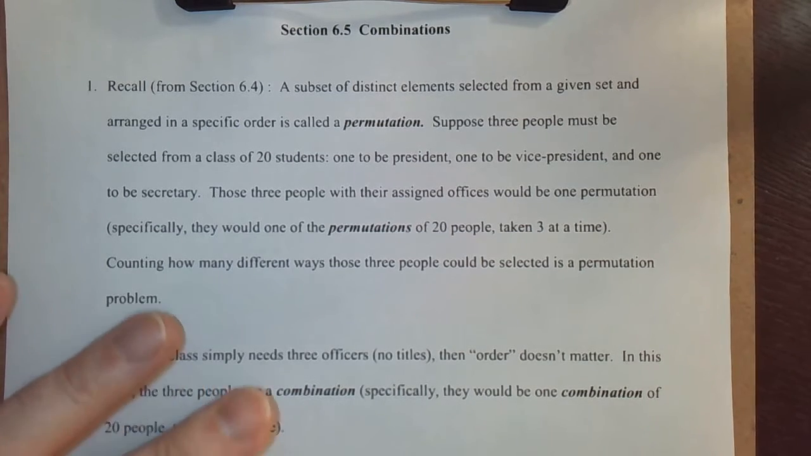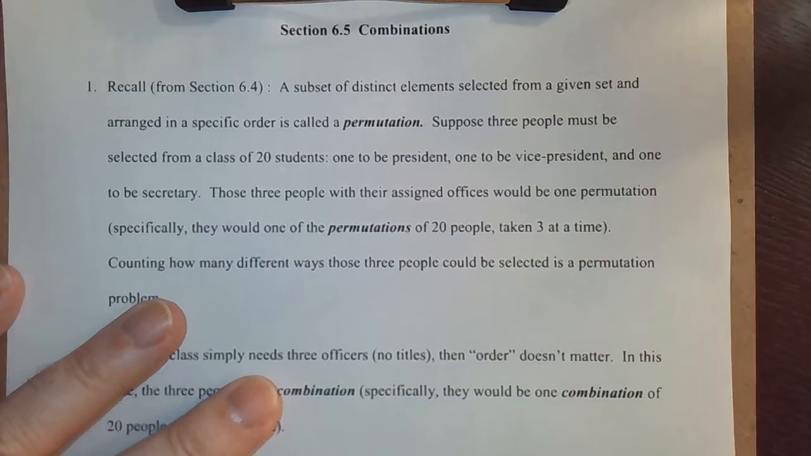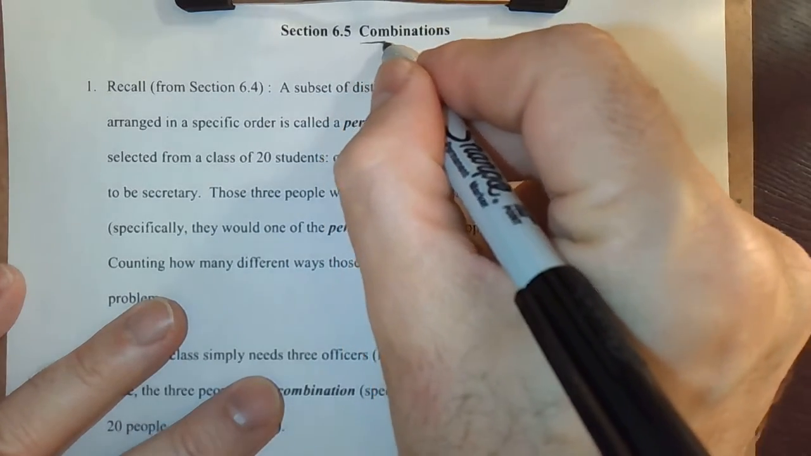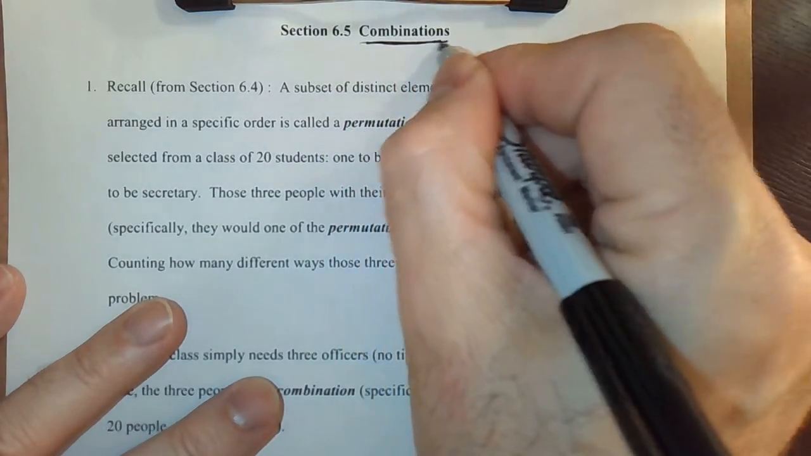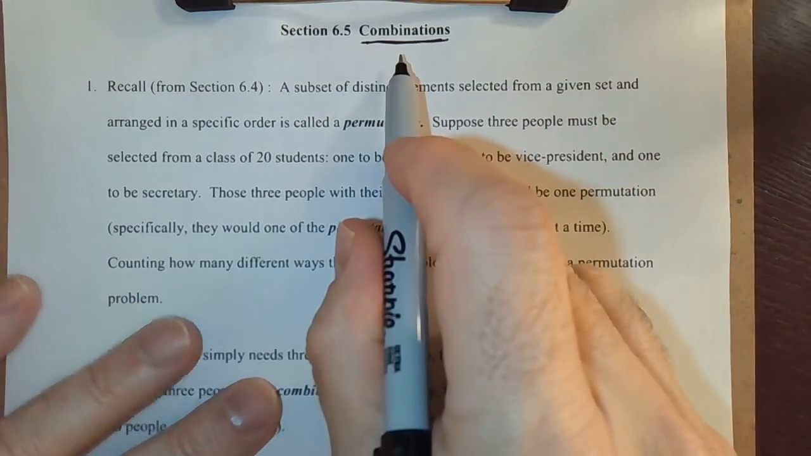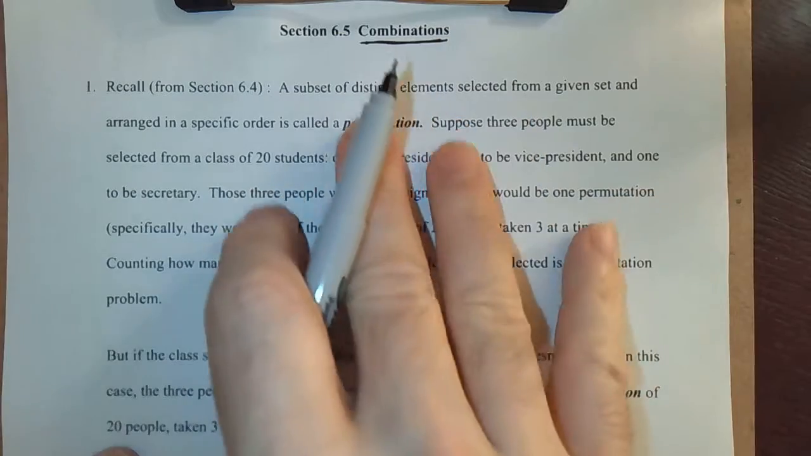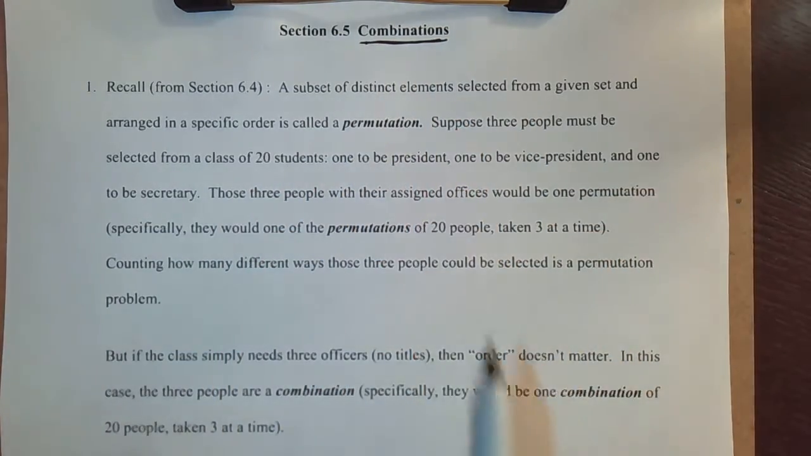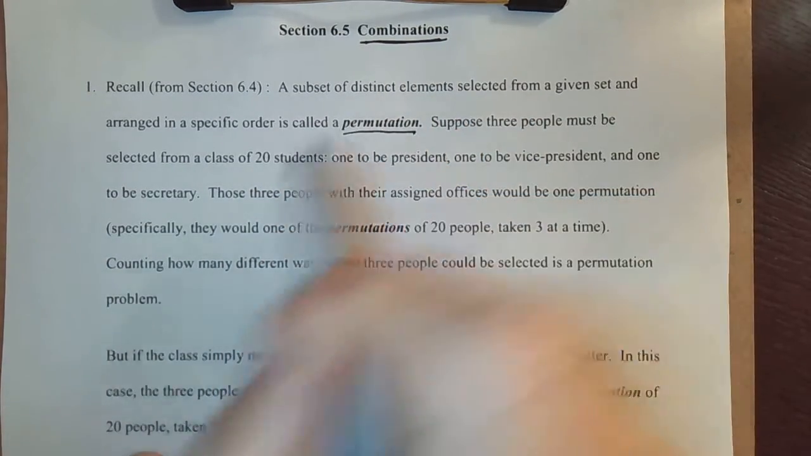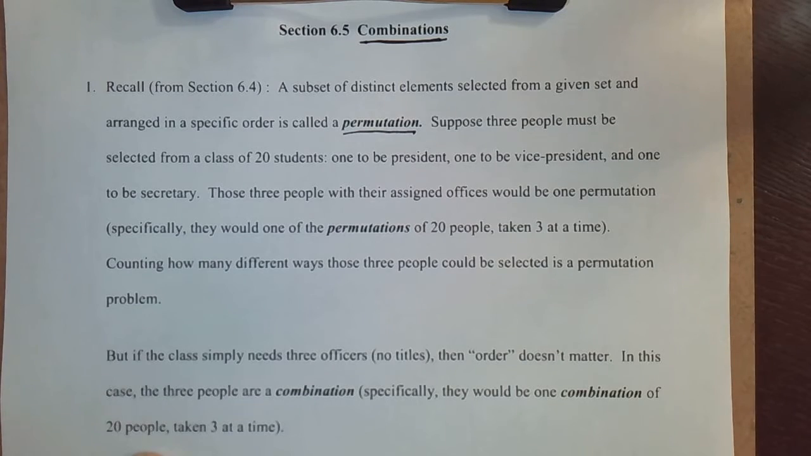Well, our final section in the counting chapter is on something called combinations. Very much related to permutations. The formula for it will look very similar. And so we're going to start off by reviewing a little bit, including some review of permutations, before we dive into what the official definition of a combination is.